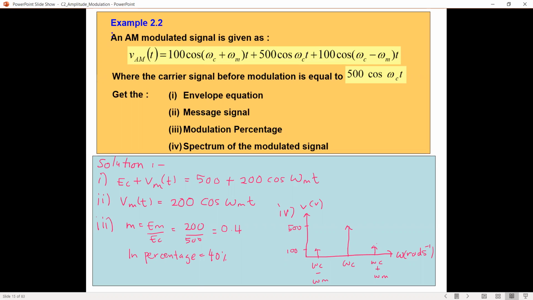A typical mistake is that students get confused between spectrum and waveform. Again, waveform is voltage, amplitude versus time. Spectrum is amplitude versus frequency.